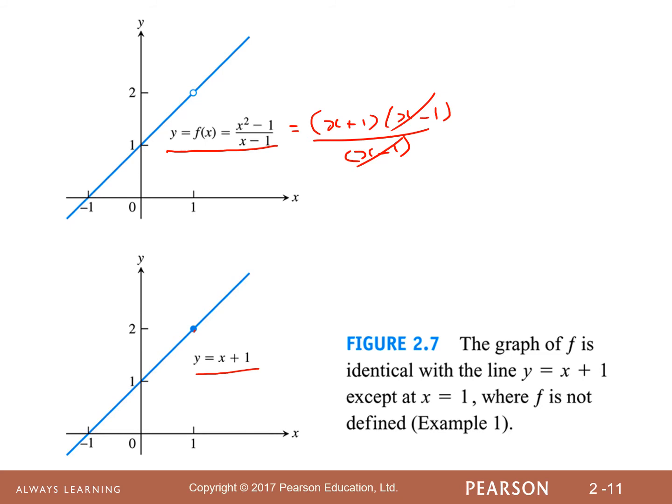So the limit, you can get it from this, you can get it from this now, right? How do you get the limit from this? It's simple. The limit of x plus 1 as x goes to 1 is equal to 1 plus 1, which is 2, right? So you can get the limit regardless of whether the point is in the domain or not, okay? But if you just want to plug in the value 1 into this function, it's not going to work.